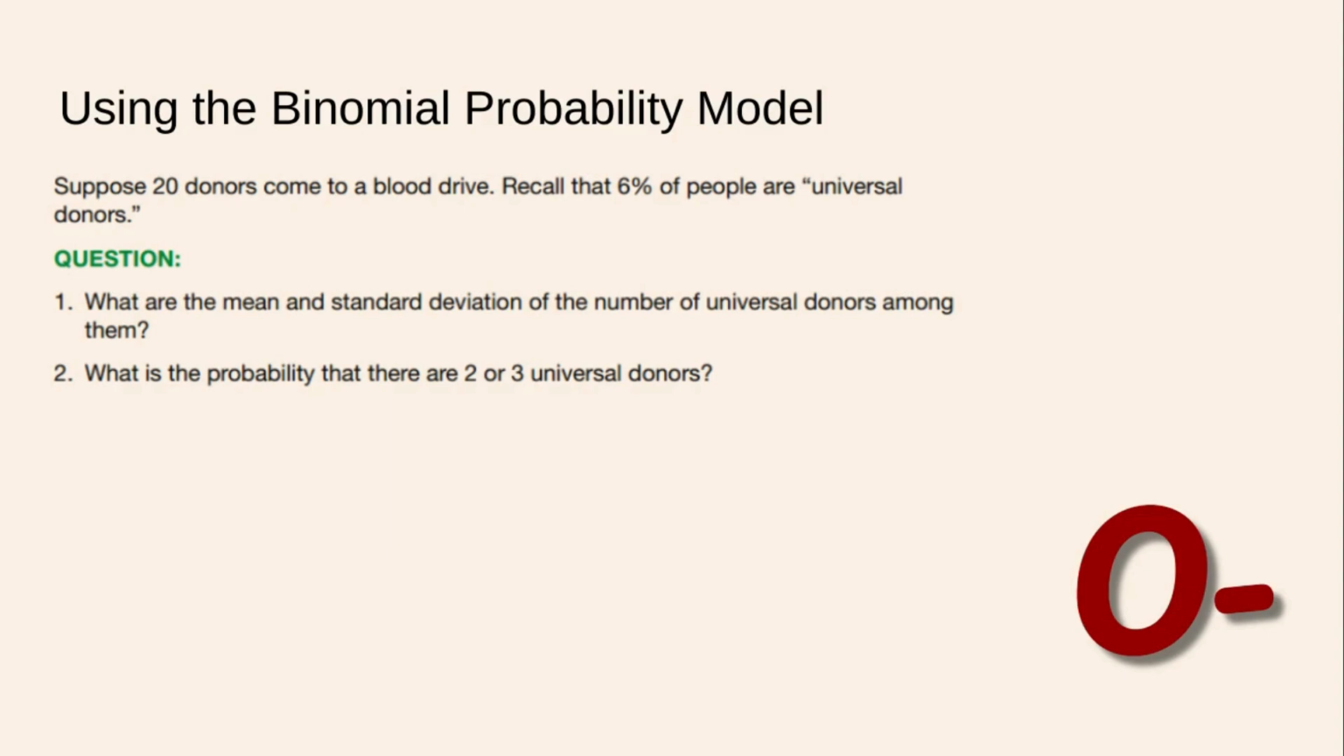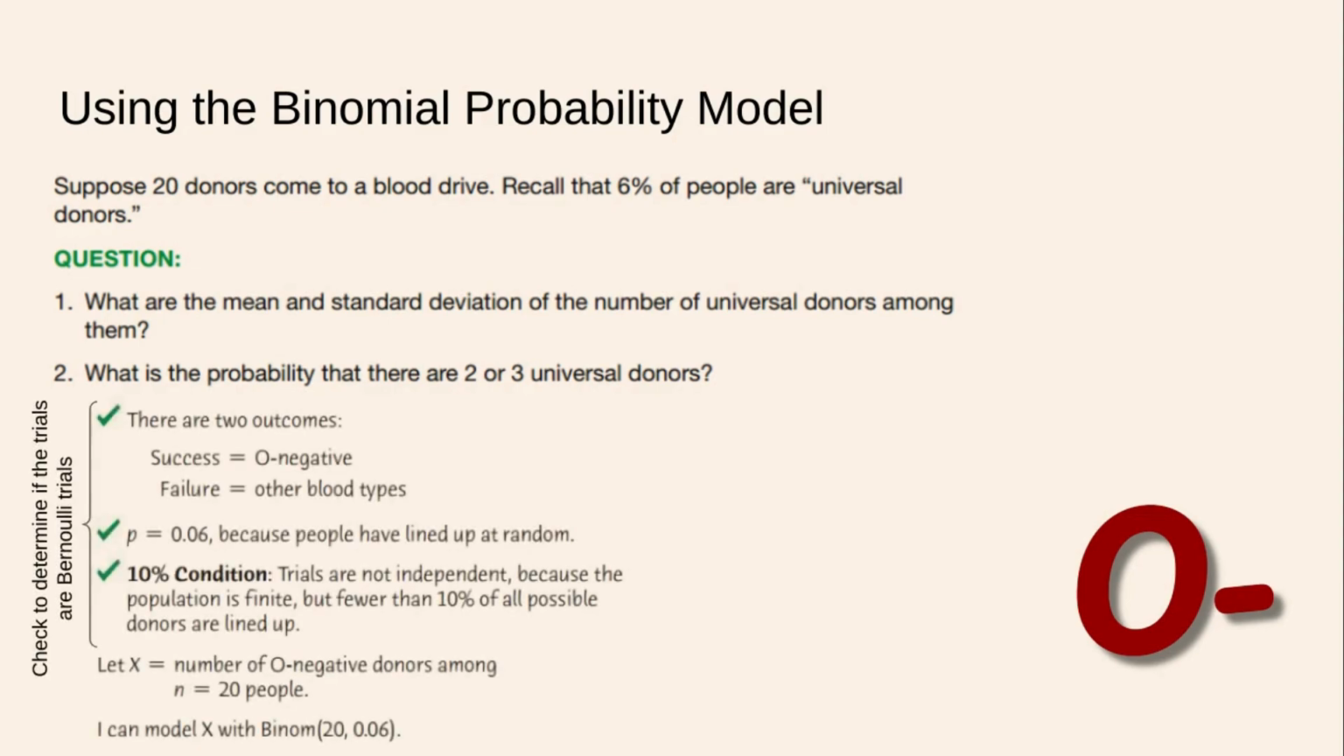Okay, now before we go on to this, there are some things we need to check off before we do this problem. So last problem we did, we just did the computation and made some assumptions. Let's explicitly state the assumptions we need to make in order to use the binomial probability model. So we're going to determine if these trials are in fact Bernoulli trials. This will only work if the trials are truly Bernoulli trials. So there are 2 outcomes. We have success, O-negative, failure, other blood types. Okay, there are 2 outcomes.